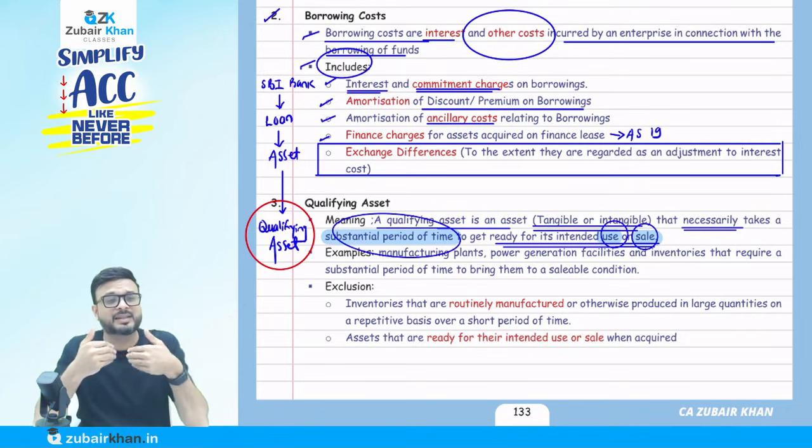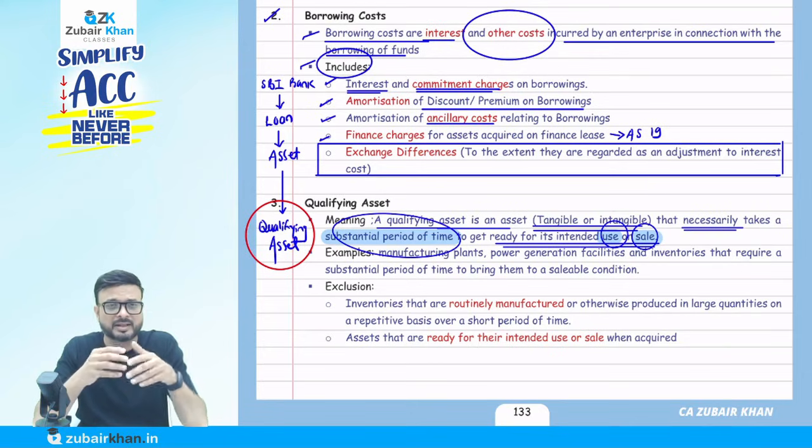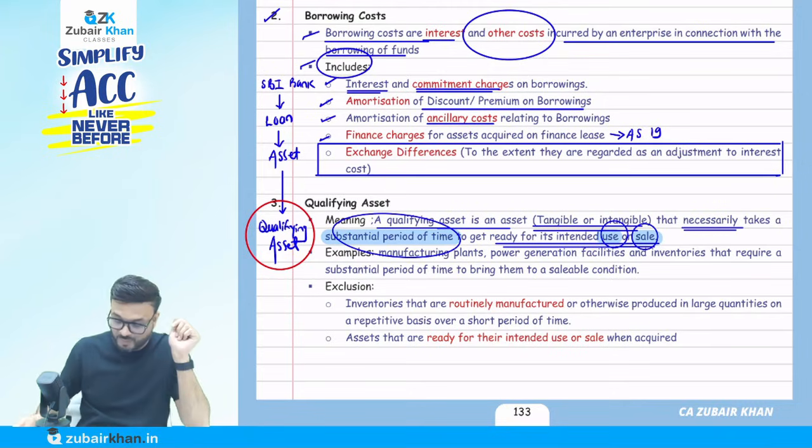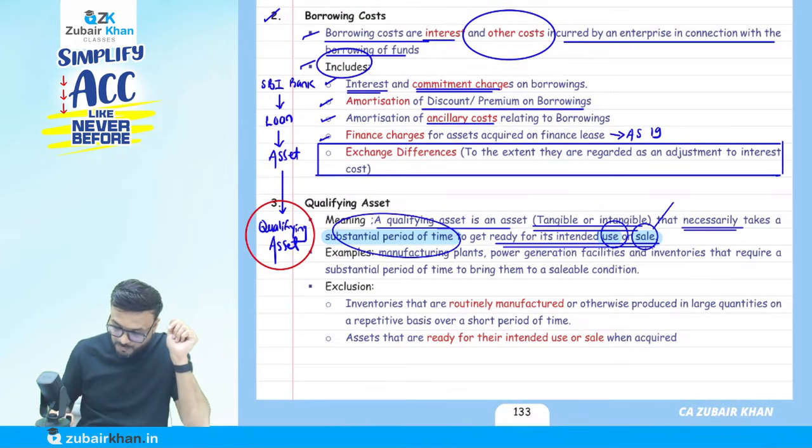But what do you mean by sale? My intention is not to sell all these assets, even though it's a qualifying asset. My intention is not to sell them. But they are talking about inventory here. You know that. Inventory, yes. If for inventory you took a loan from the bank. Understand this: you took a loan, and this is a PPE or intangible asset.